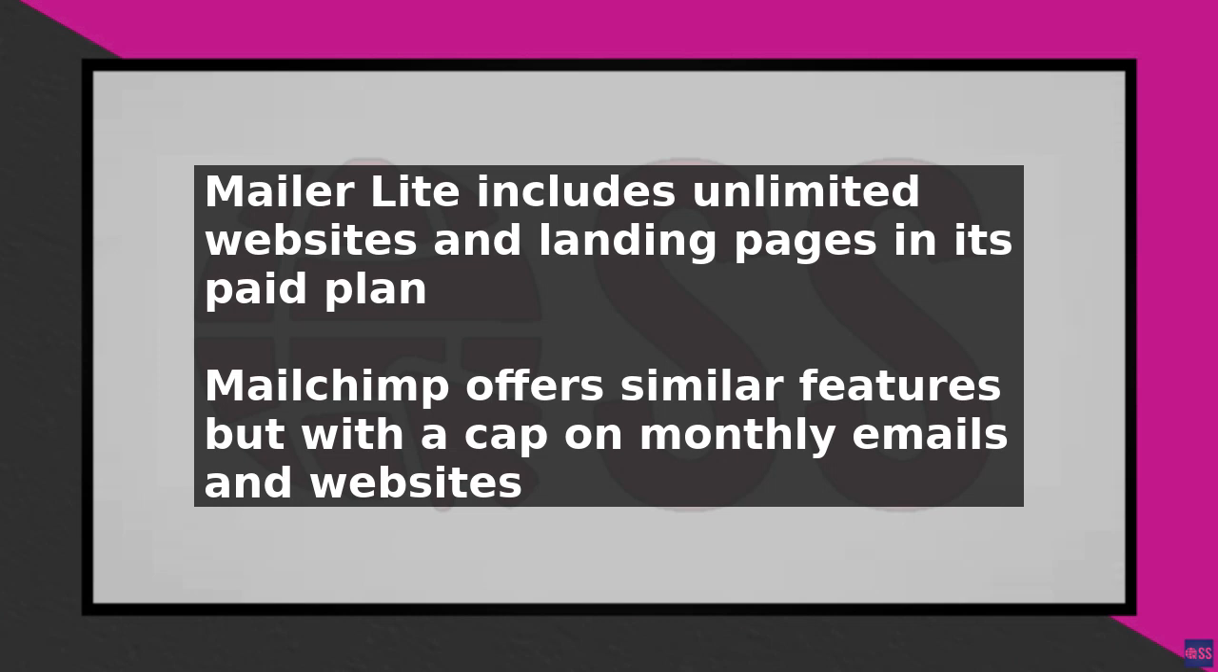Upon closer inspection, Mailerlite's paid plan includes unlimited monthly emails, seats, and audiences, as well as unlimited websites, landing pages, and forms. Mailchimp's plan offers similar features, but with a cap on monthly emails. For 10,000 subscribers, Mailchimp allows 150,000 emails per month, translating to 15 emails per subscriber, whereas Mailerlite offers unlimited emails.